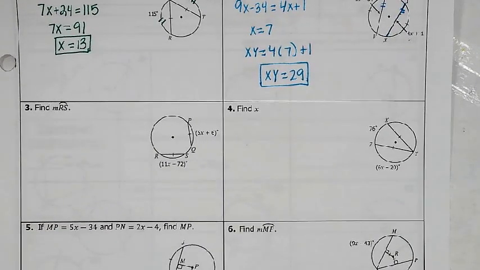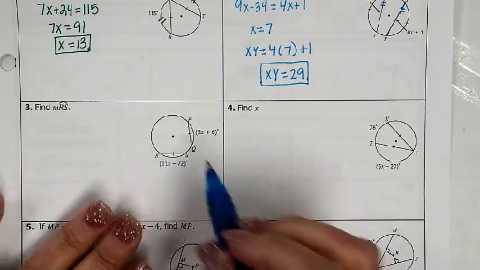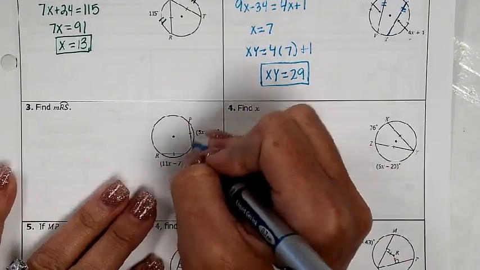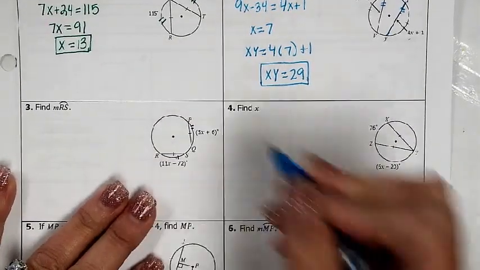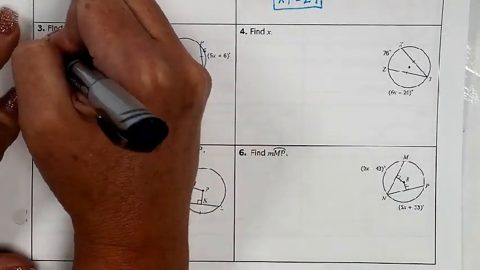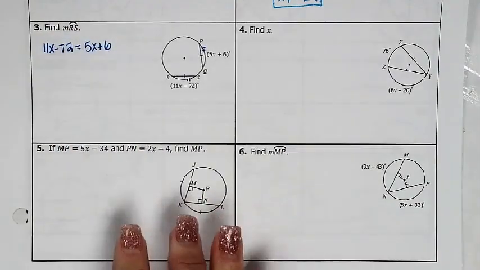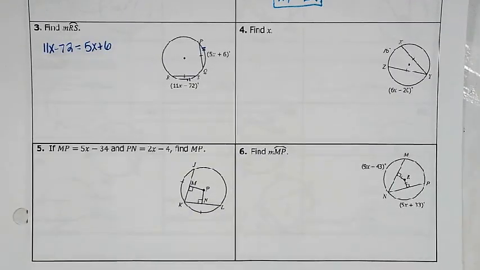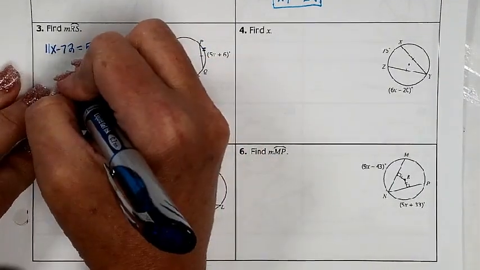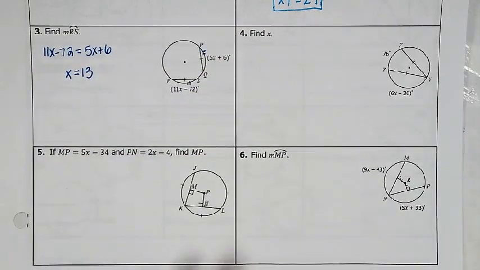All right, 3, find measure of arc RS. So if I look here, chord RS and chord PQ are congruent. So that means that these 2 arcs are congruent. So to find x, all I have to do is set these 2 equal to each other. So 11x minus 72 is equal to 5x plus 6. And when you solve for x, you should get 13.